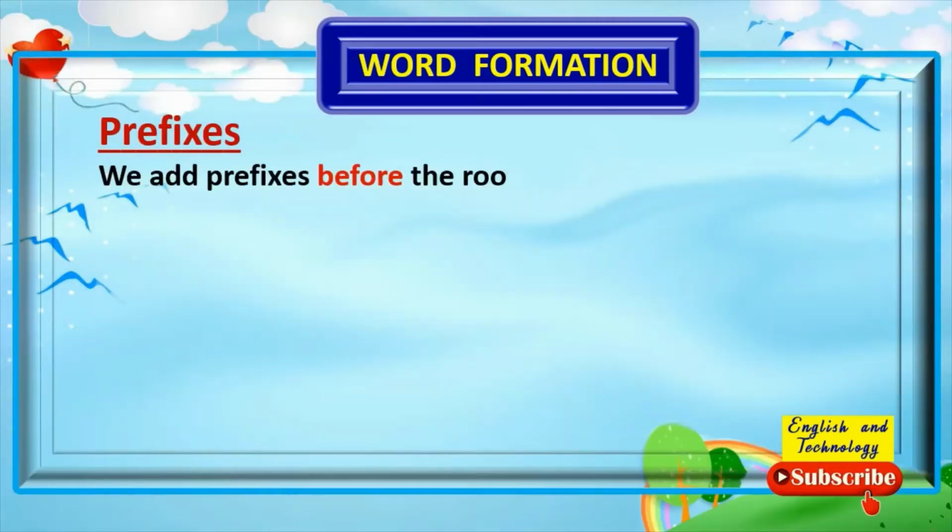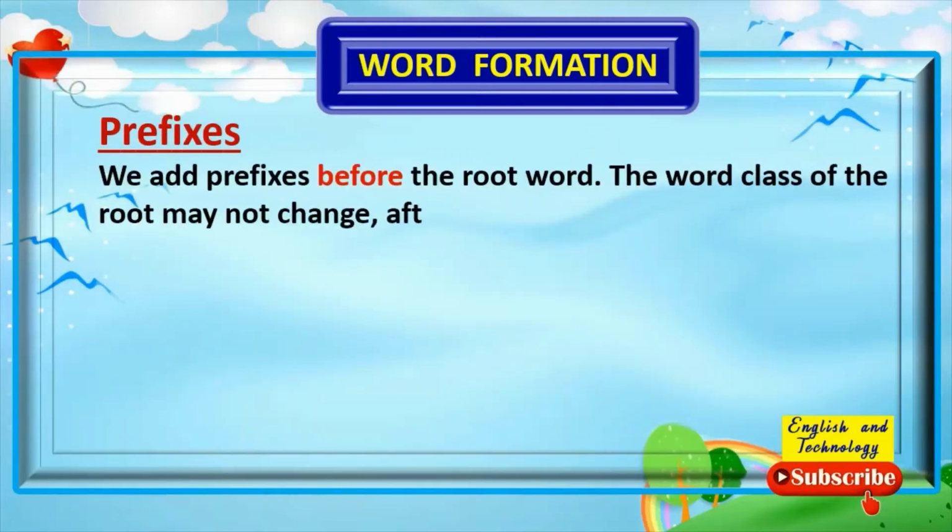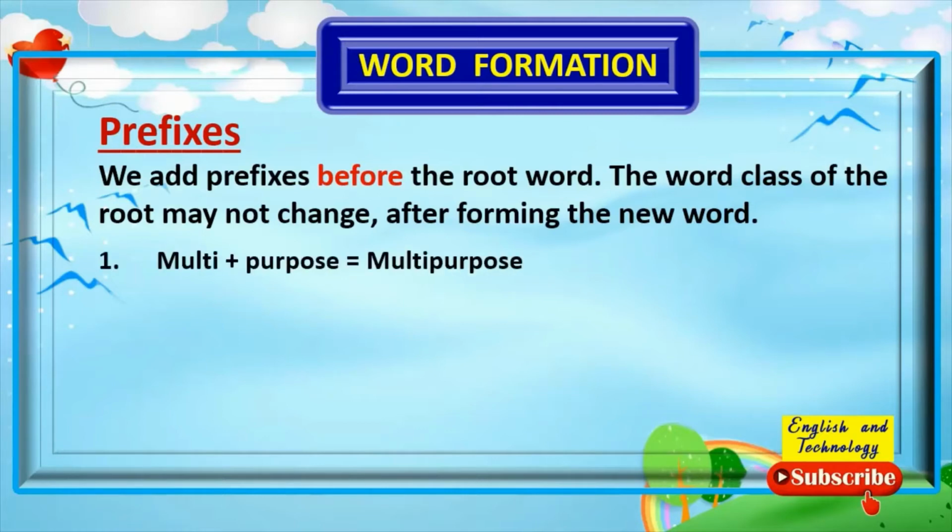Prefixes are formed by adding letters that are meaningful to the beginning of a word. So we add prefixes before the root word. The word class of that root word may not change. That is, the part of speech may not change after forming the new word. For example, multi here is the prefix, while the root word here is the word purpose.